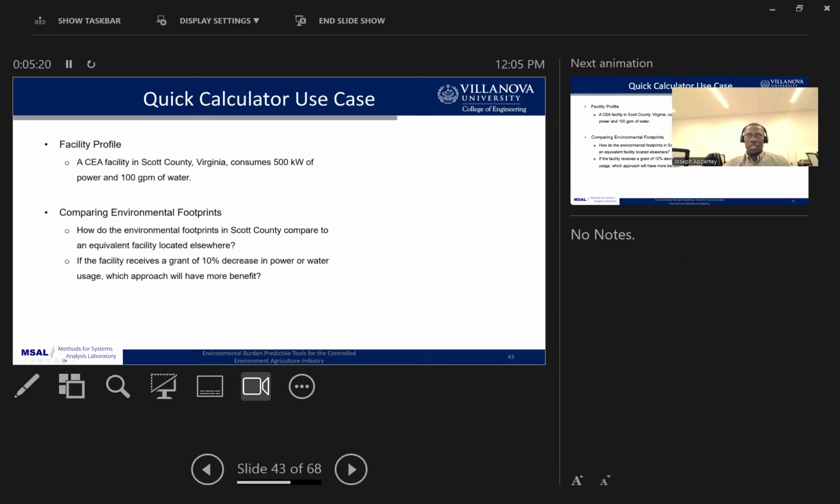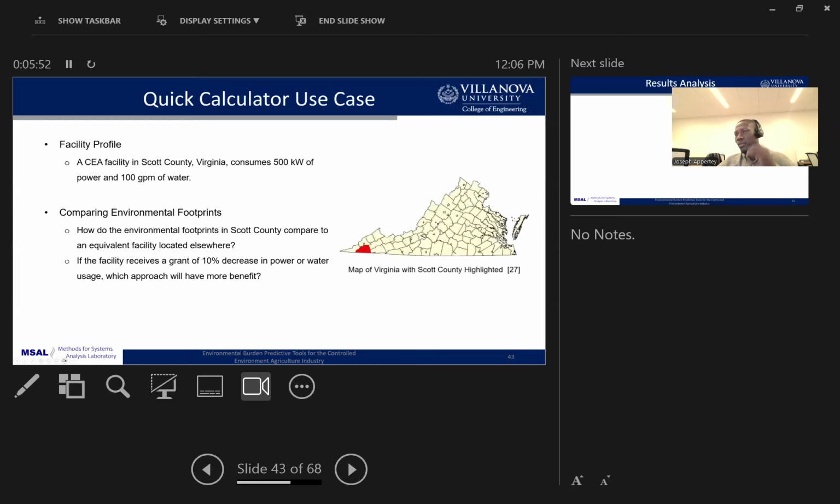The use case. So we are considering a facility in Scott County, Virginia specifically. And we assume that this facility uses 500 kilowatts of power and then 100 gallons per minute of water. If this is the scenario, then how does the environmental footprint in Scott County compare to an equivalent facility located elsewhere? And if we have a grant, which says that we should reduce the water and then the power usage by 10%, which approach will be very impactful?